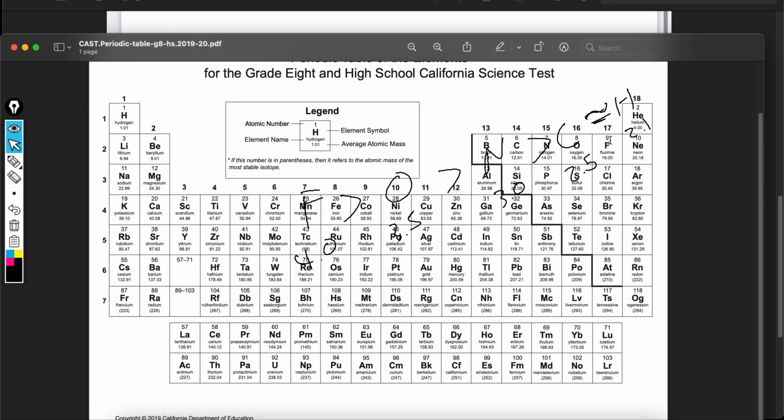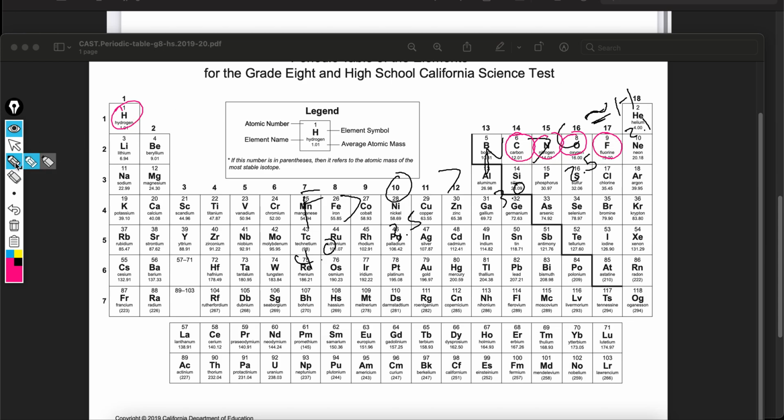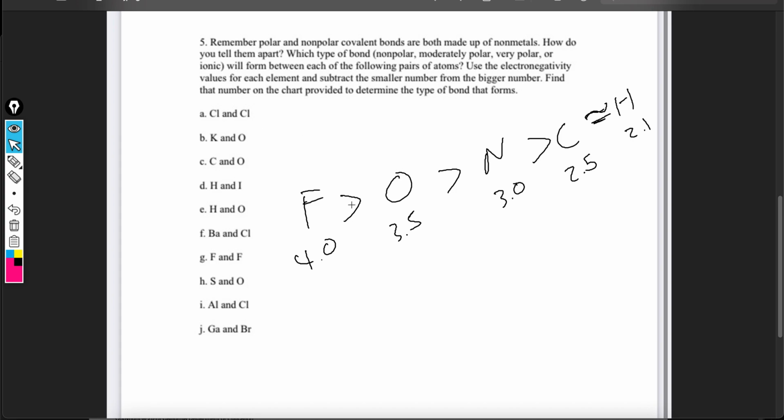Look over here really quick. I'm going to do it in pink. Fluorine is greater than O. O is greater than nitrogen. Nitrogen is greater than carbon. And carbon is greater than hydrogen. So we got fluorine, oxygen, nitrogen, carbon, hydrogen. A lot of hydrogens. With that being said, this is the little cheat sheet I use. Go ahead and write that down so you have a pinpoint of their values if you need some kind of number.